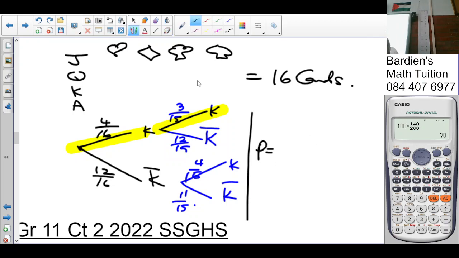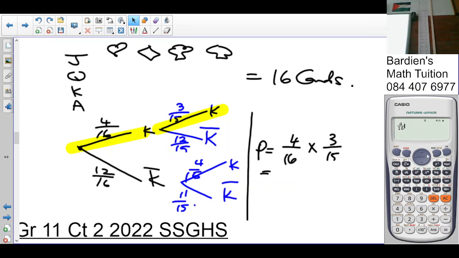So the first event is going to be 4 out of 16 times 3 out of 15. That's 1 out of 20, or the decimal equivalent, which is 0,05 I think it is. 0,05. Okay. Any confusion there? No?